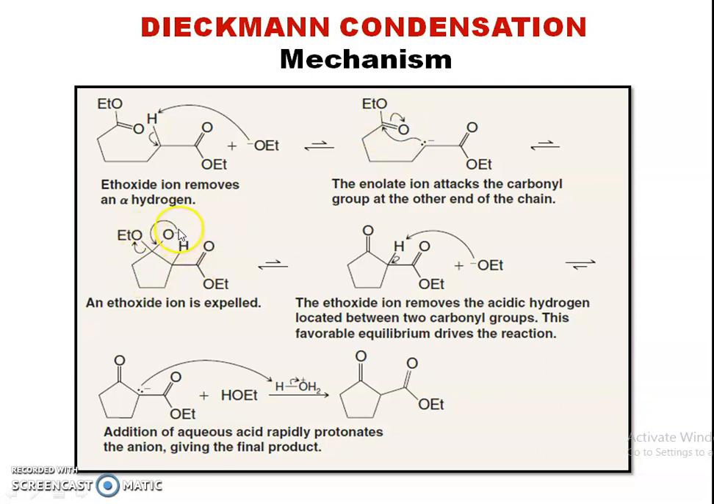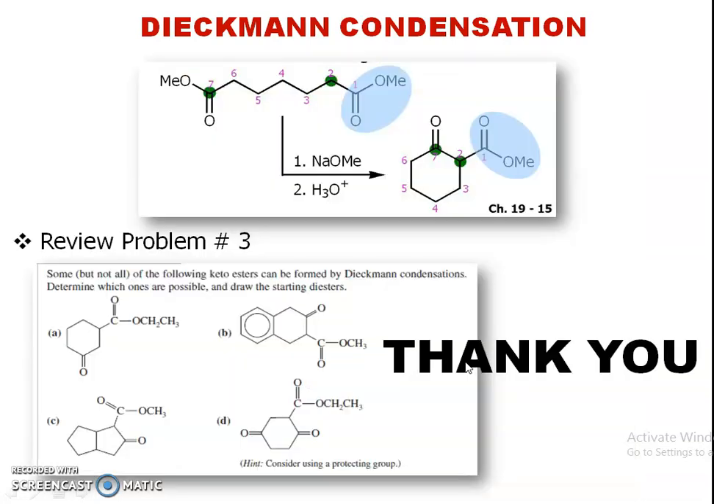intermediate like this, and finally ethoxide will be expelled like this, and this ethoxide removes the acidic hydrogen located between two carbonyls. This is highly acidic, and ethoxide is good enough to remove this proton. More importantly, the formation of this anion, this enolate, is highly stable because it can form resonance with this carbonyl and this carbonyl. So it forms a highly stable enolate, then finally it is hydrolyzed to give this beta ketoester.